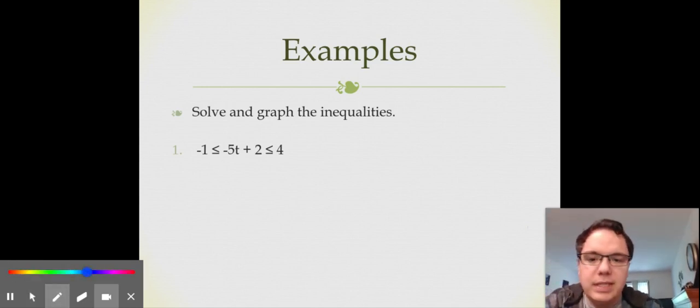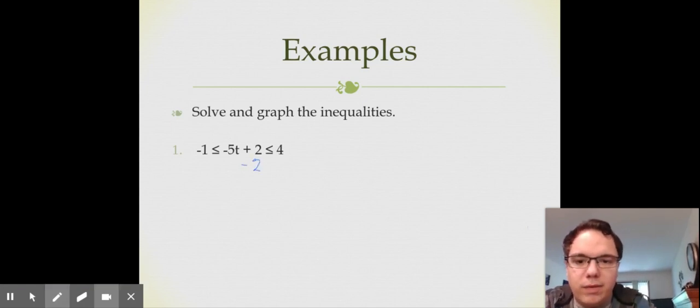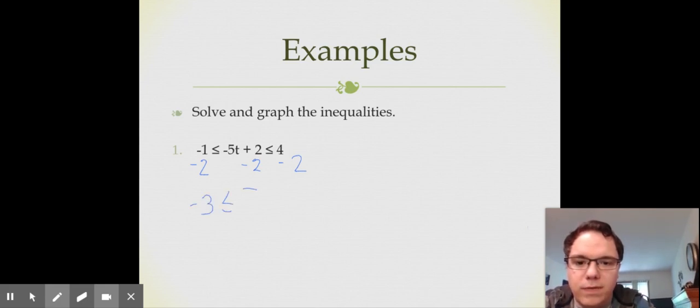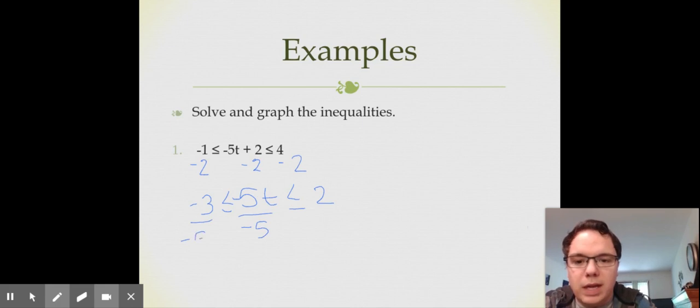First step, how do I solve in the center if I have -1 is less than or equal to -5t plus 2 is less than or equal to 4? Well, the first step in getting the t alone would be to subtract the 2 from the center. Whatever I do to the center, I must do to the left, and I must do to the right. So -1 minus 2 is -3. It's going to be less than or equal to -5t, less than or equal to, and 4 minus 2 is 2. Then we're going to divide by -5 to get the t alone. We have to do it on the left and the right.